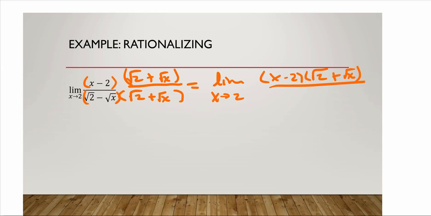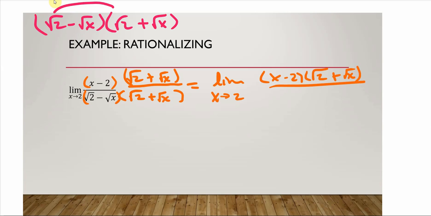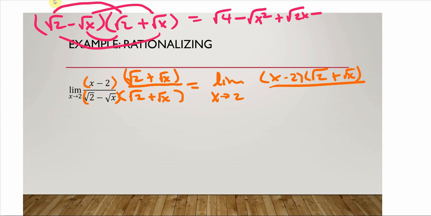And on the bottom, when I multiply conjugates, I'm going to say the square root of 2 minus the square root of x times the square root of 2 plus the square root of x. I love conjugates because this times this is going to give me the square root of 4. This times this is going to give me negative square root of x squared. And then when I multiply this and this, they're actually going to cancel each other out. But I'm going to put it on there. I'm going to have plus the square root of 2x, and then minus the square root of 2x.